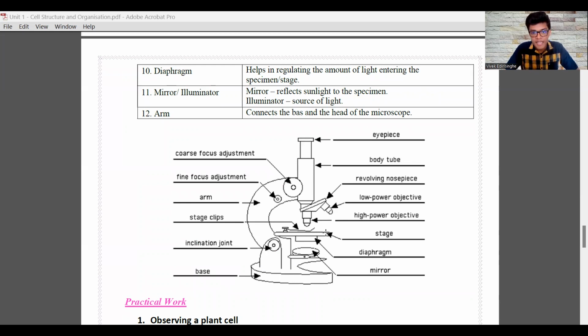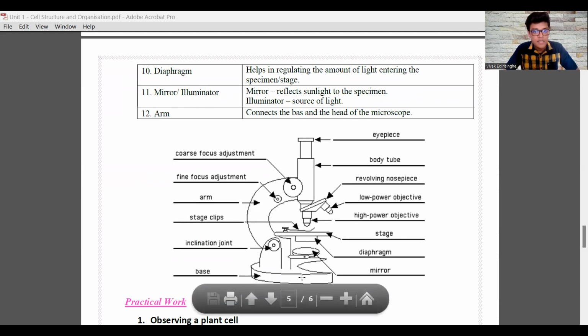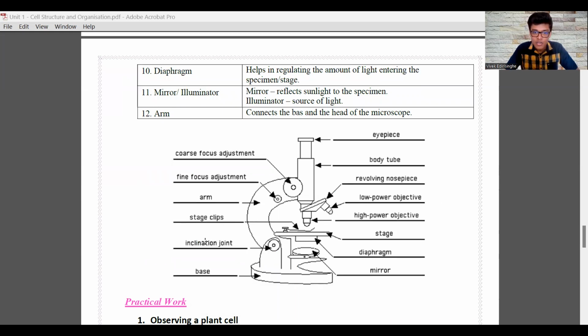This will be the stage, and these are the stage clips that hold the specimen slide. And below the stage is the diaphragm that controls the amount of light that enters the stage. And below that is the mirror, which reflects a beam of light, either from the sun or from an artificial lamp, into the specimen. This is the base. The inclination joint is not an essential part that should be known. This is the arm connecting the ocular tube to the base.